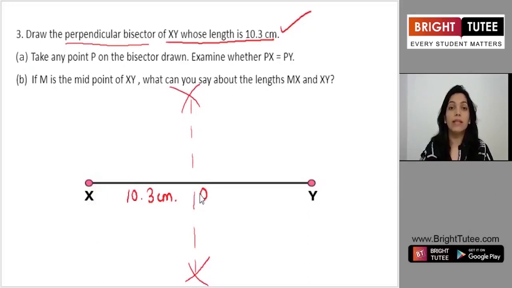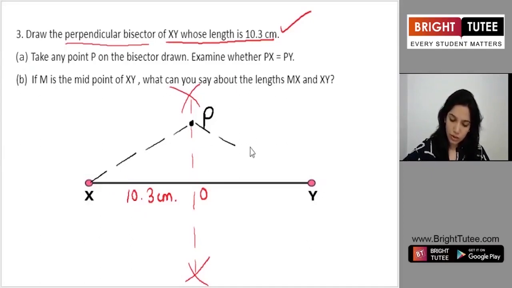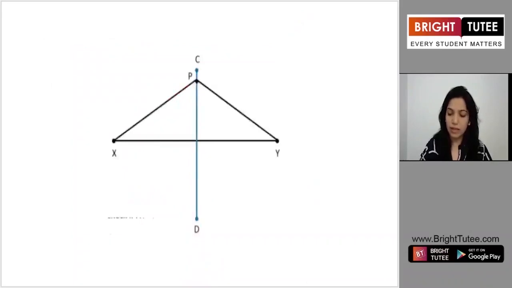Now it says take a point P on the bisector. This is important: take a point P on the bisector that we have drawn. Let me take a point P over here. This is the point P that I have taken on the perpendicular bisector. Now they are asking us to examine whether PX is equal to PY. How can we do this? We need to join P and X together. Use the ruler and draw this line PX. Similarly, use the ruler and join this line PY. When you are done, you will observe an image something like this.